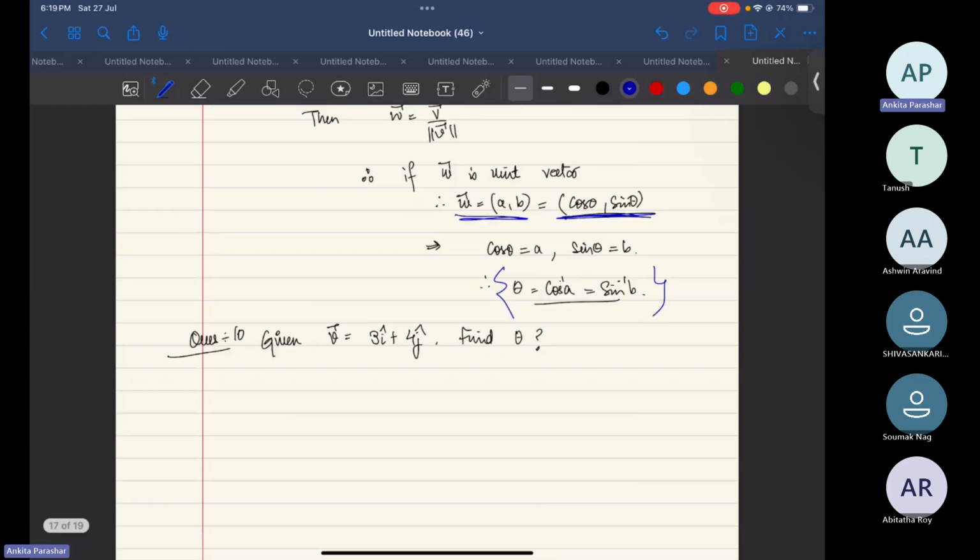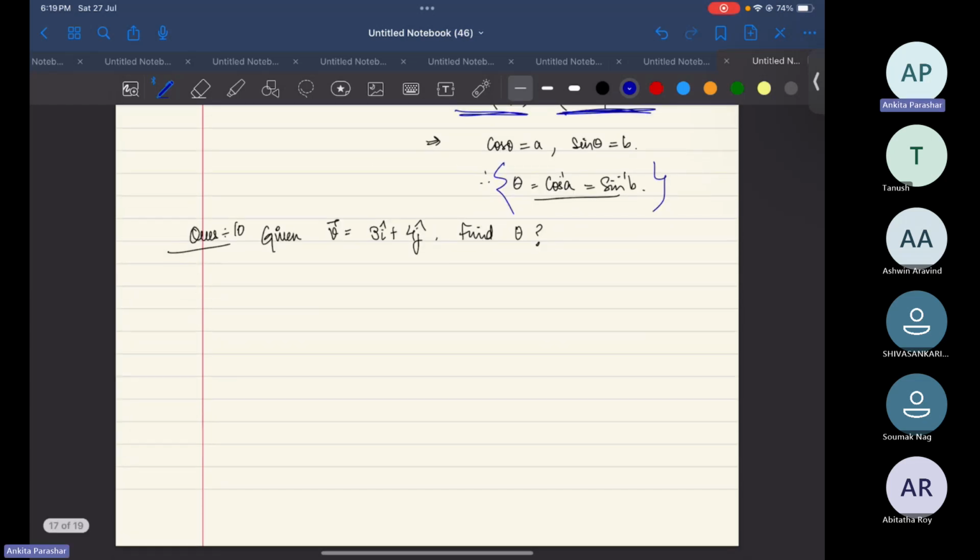So suppose we understand this concept. The question is, the given vector is 3 i cap plus 4 j cap. Can you tell me what the angle theta is between this vector and the x-axis?